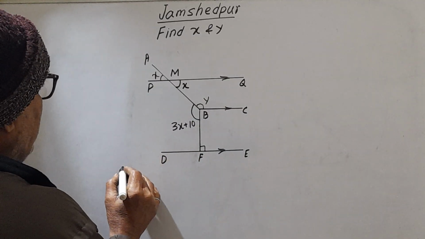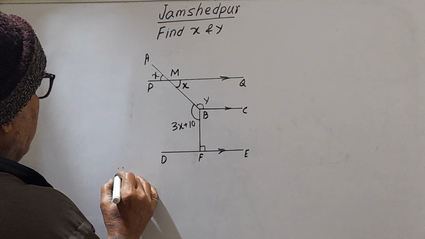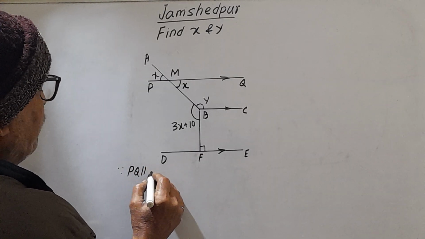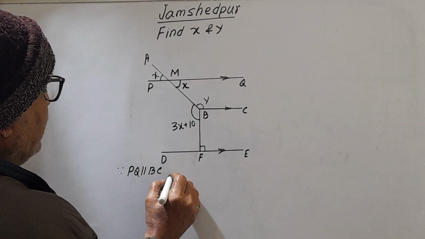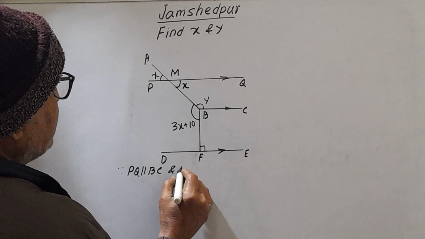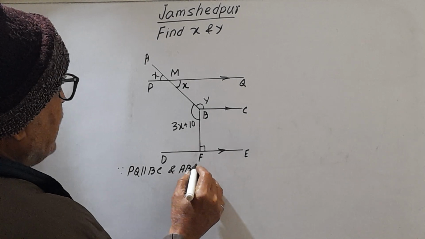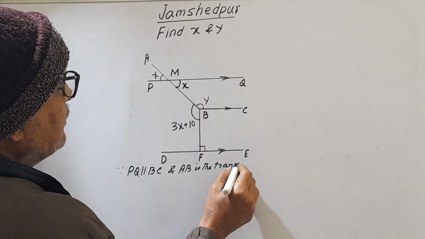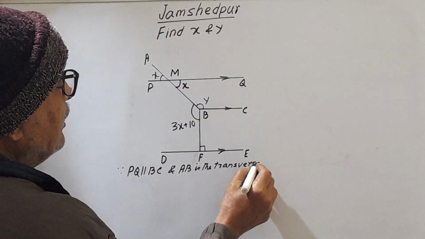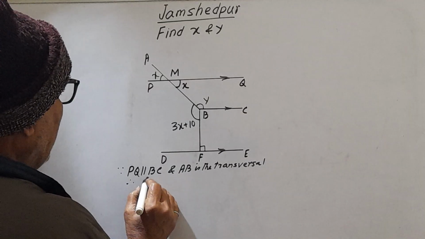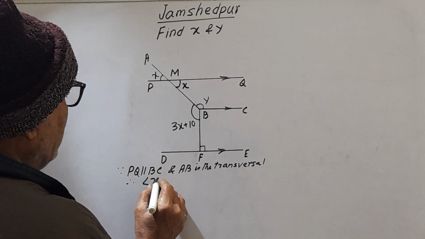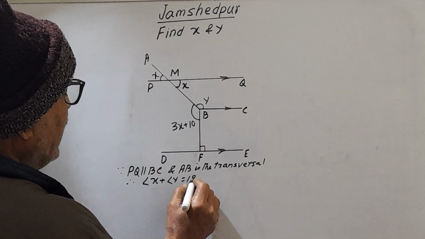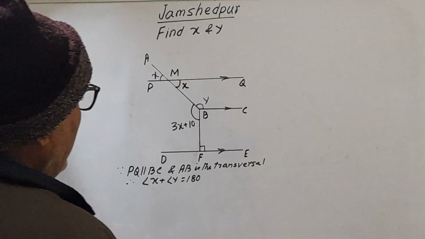तो हम पहले लिख लेंगे, when PQ parallel to BC and AB is the transversal, therefore angle X plus angle Y equal to 180 degree. Clear? But I don't know what is the value of X and Y. I have to find it.